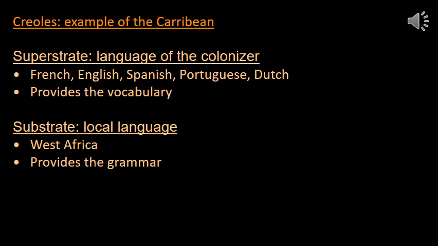And the second language of the Creole is the local language, the language of the people who were forced into slavery, the local African language or the local language of the Caribbean. In this case here, we call these languages substrates. These substrates, in the case of the Caribbean, come from West Africa.